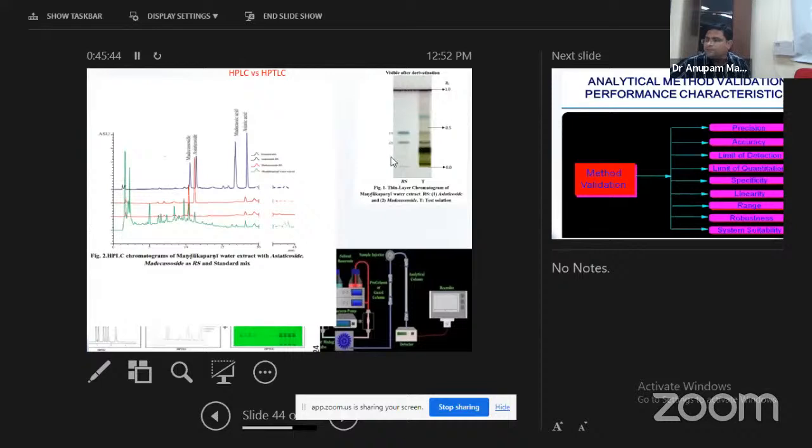And the same sample you can apply in HPLC. How many compounds can you see? 1, 2, 3, 4, 5. The resolution is better and the separation is very high in HPLC in comparison to HPTLC. But HPTLC is very cost effective, easy to use, and there is no very complex sample preparation in HPTLC.